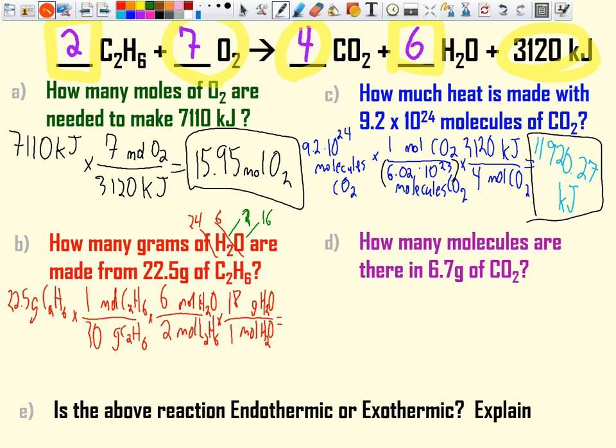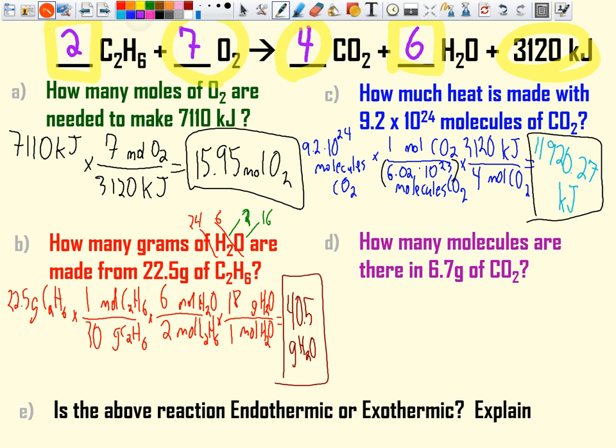All right, and then in that case, we do the math. We do our 22.5 divided by 30 times 6 divided by 2 times 18, and you should get 40.5 grams of H2O. Put a box around it to signify that it is done.